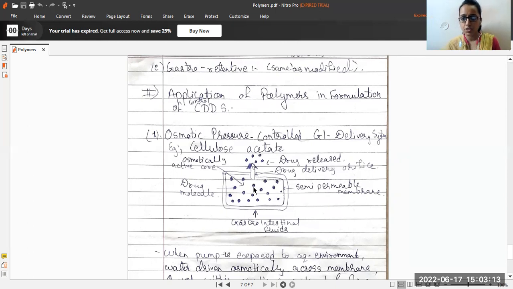Similarly, other applications are also available in gel diffusion controlled drug delivery system, osmotic drug delivery system, transdermal drug delivery system, ocular drug delivery system, etc. And such topics we will study in detail later in other lectures.